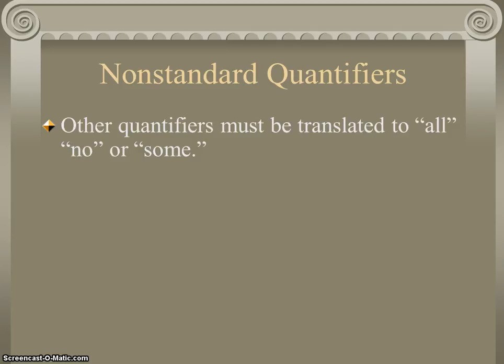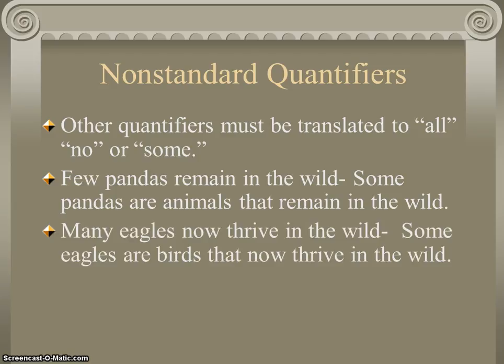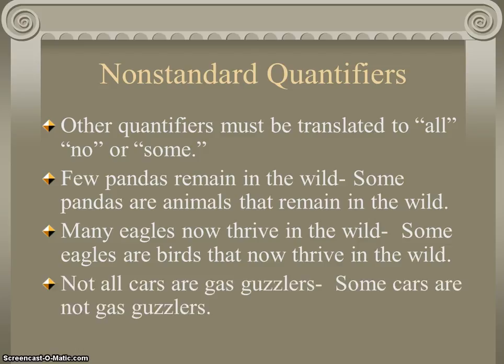Non-qualifiers. So a standard non-qualifier qualifies something as all, no, or some. So, few pandas remain in the world. Some pandas are animals that remain in the world. So we're just really identifying it. Many eagles are some eagles. Many eagles now thrive in the wild. Some eagles are birds that now thrive in the wild.